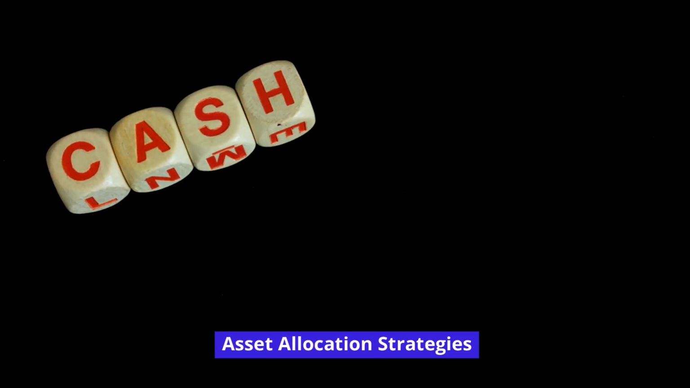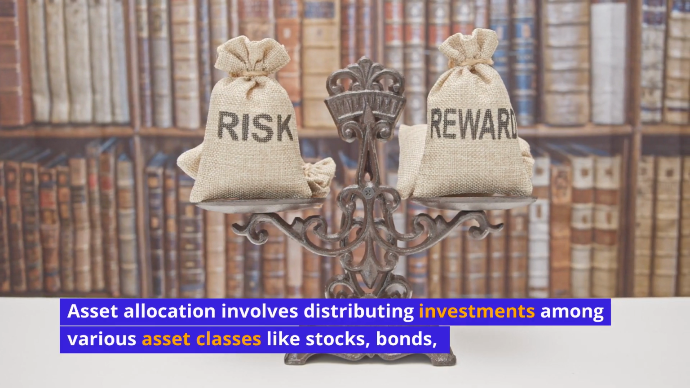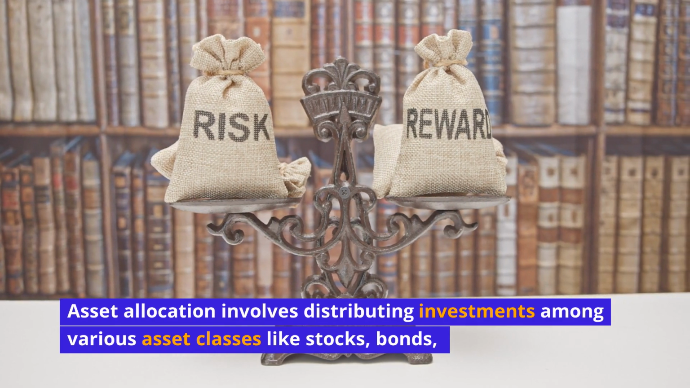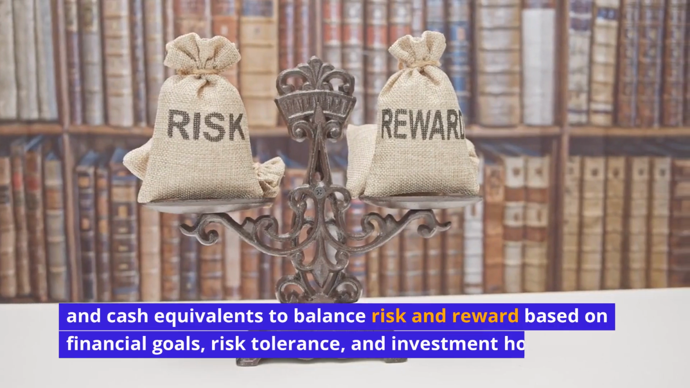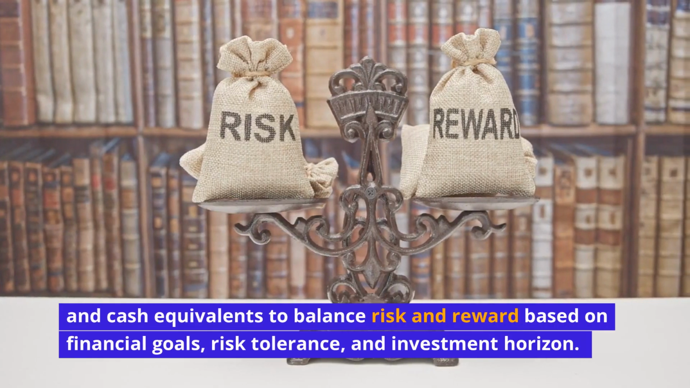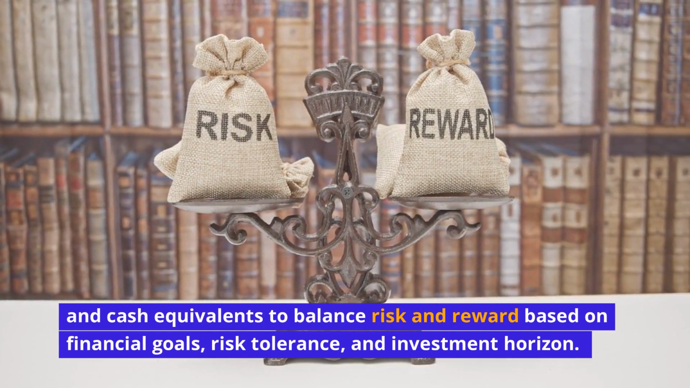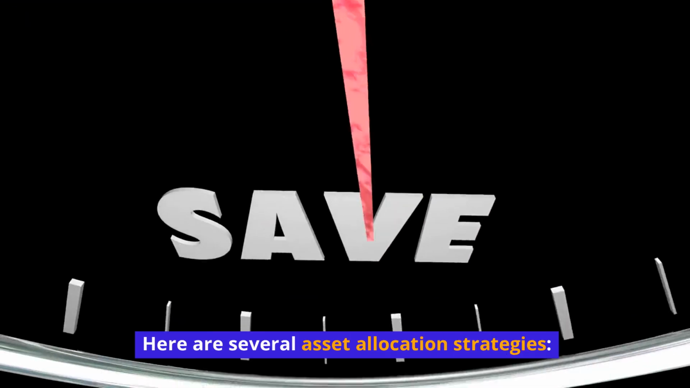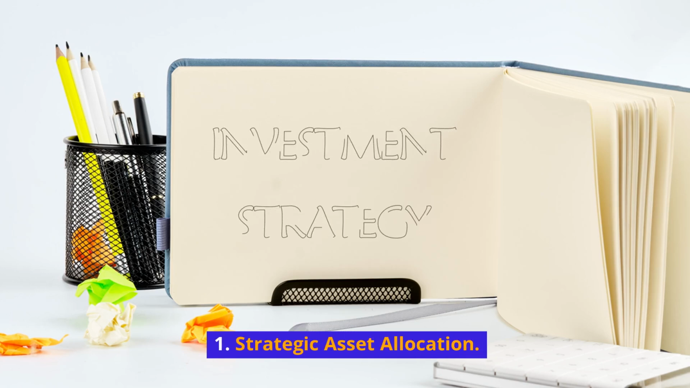Asset allocation strategies. Asset allocation involves distributing investments among various asset classes, like stocks, bonds, and cash equivalents, to balance risk and reward based on financial goals, risk tolerance, and investment horizon. Here are several asset allocation strategies. 1. Strategic asset allocation.